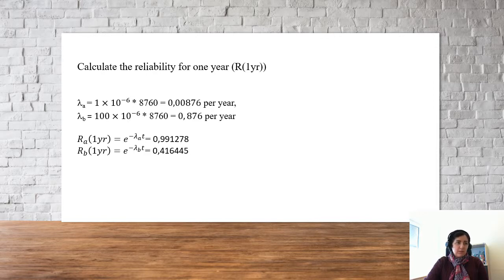And this is our reliability. You can see the reliability of part A is much higher than the reliability of part B. It can work up to 1 million hours. The mean time to failure is 1 million hours, so it's a very reliable component.